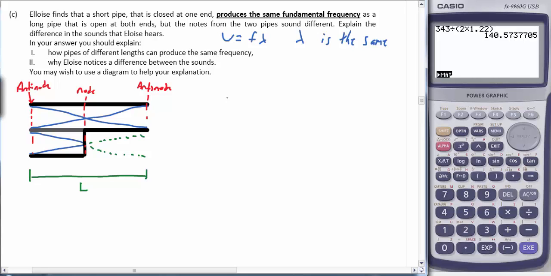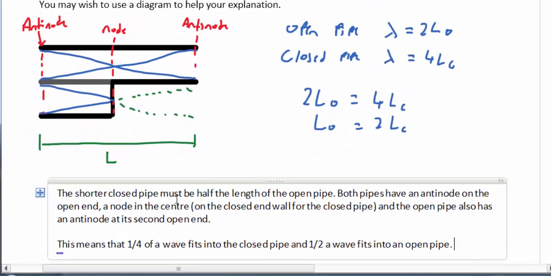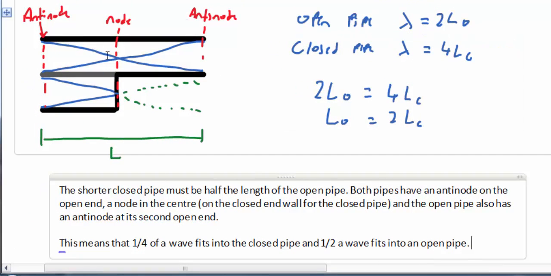Remember our formula sheet that for an open pipe, lambda equals 2L, and for a closed pipe, lambda equals 4L. And we know that because they have the same fundamental frequency, the same speed of sound, that they must have the same wavelength. And so if I call this length open and length closed, then I know that 2 length open equals 4 length closed, or that the length open is 2 length closed. And so I know that length open must be twice as long as length closed, which kind of makes sense because that's exactly what you're seeing here, that this is half the length. So in words, I could say something like the shorter closed pipe must be half the length of the open pipe, and we've just kind of shown that, and it kind of makes sense from our picture.